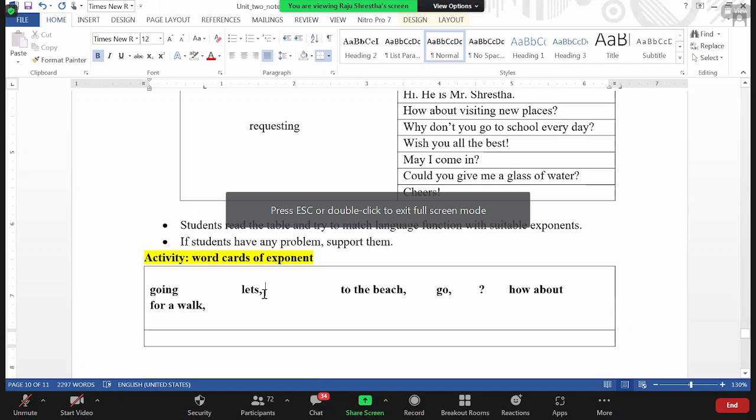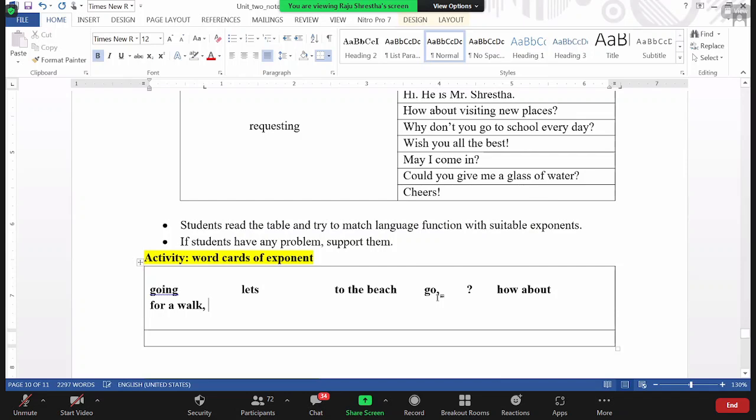Going, let's, beach. Okay, this is just an innovative way of teaching language functions.